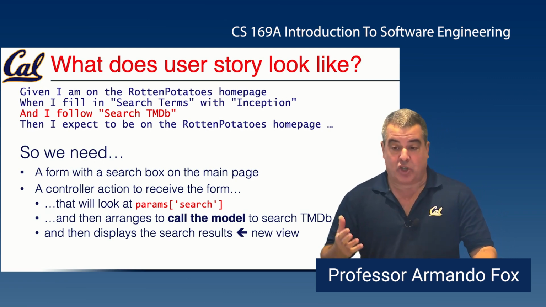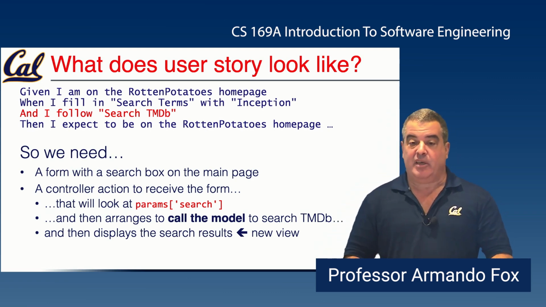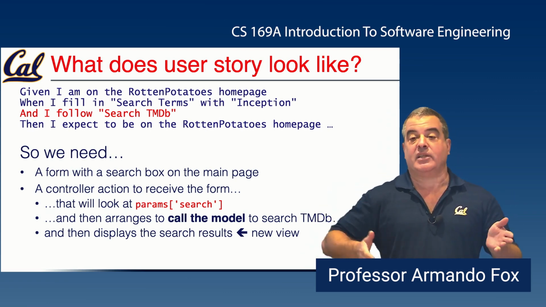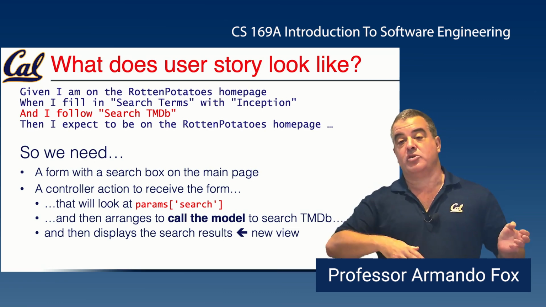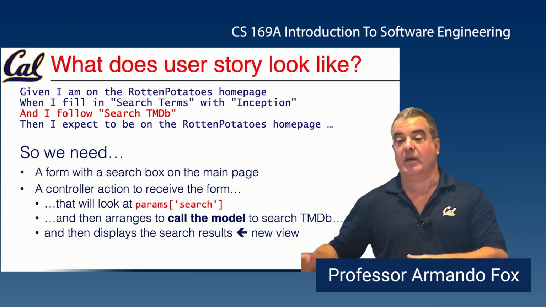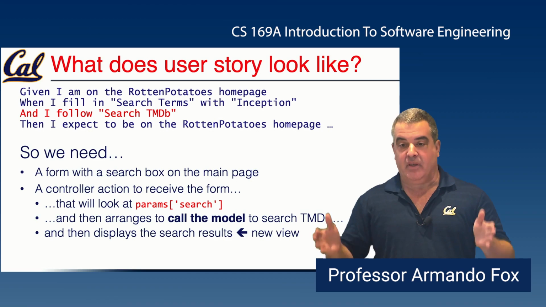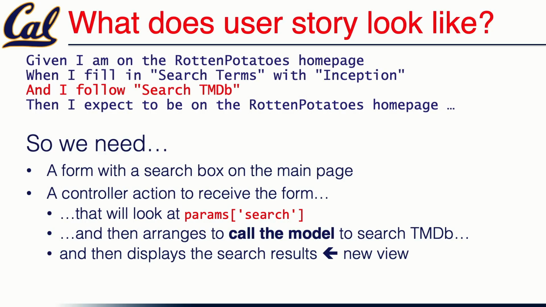Then it's going to arrange to call the model to search TMDB because we just decided that that's not the controller's job to do. The controller's job is to call the model and have the model do it. This is really important, so I'm going to say it again. Because it's not the controller's job to do it, it's the model's job to do it. When we're testing the controller, we don't care if find in TMDB works. We don't even really care if it exists.